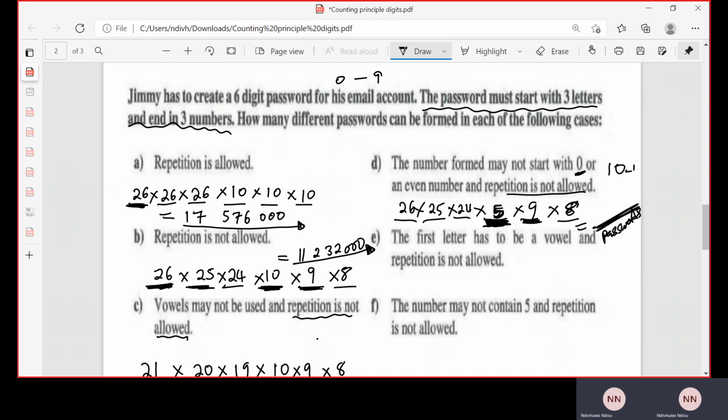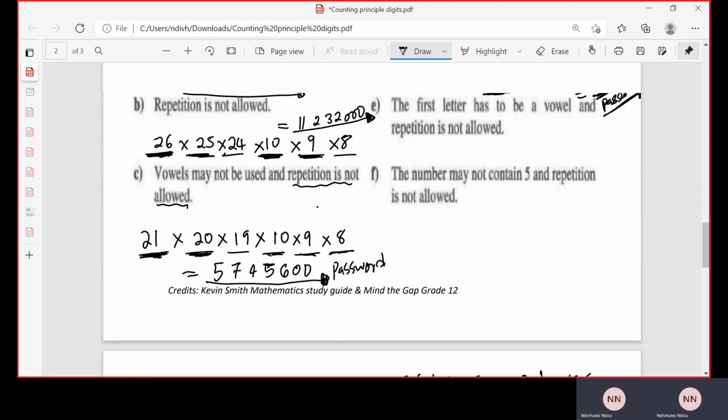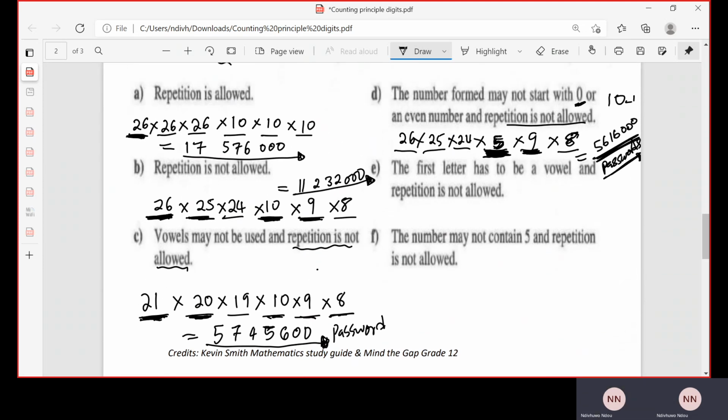Oh, let me just write this answer properly. It's 5616000 passwords that can be formed. It's a lot because it's around 5 million, so it's too much. E. Let's come to E.